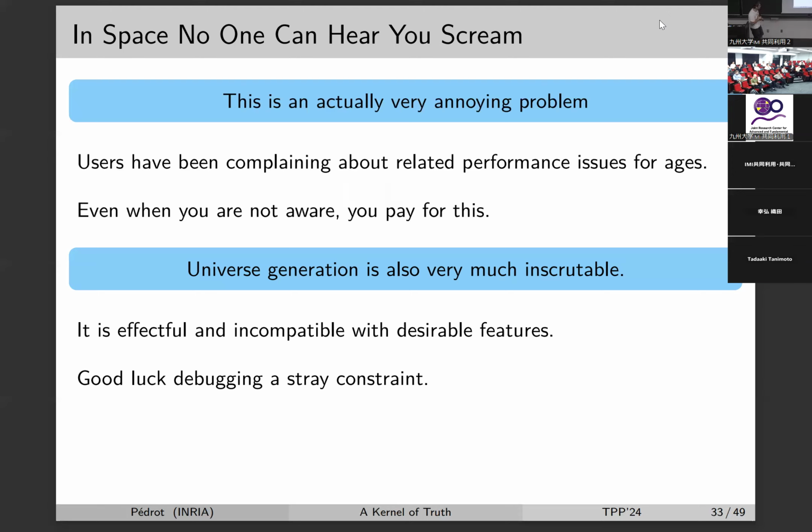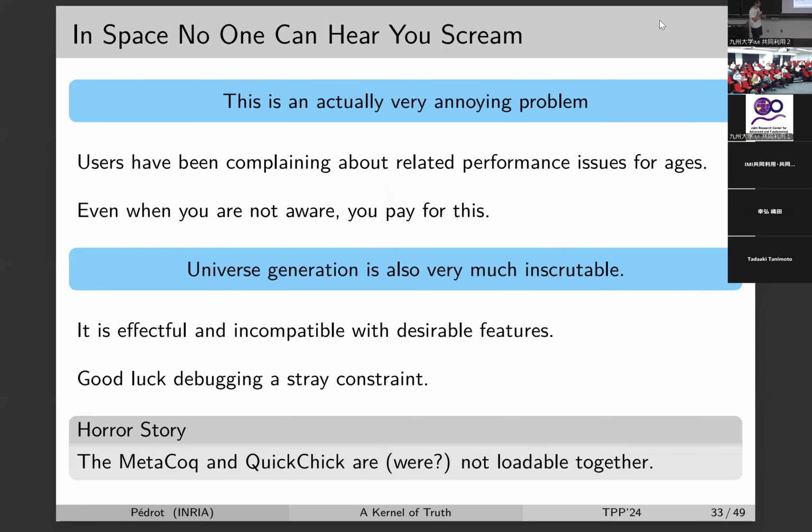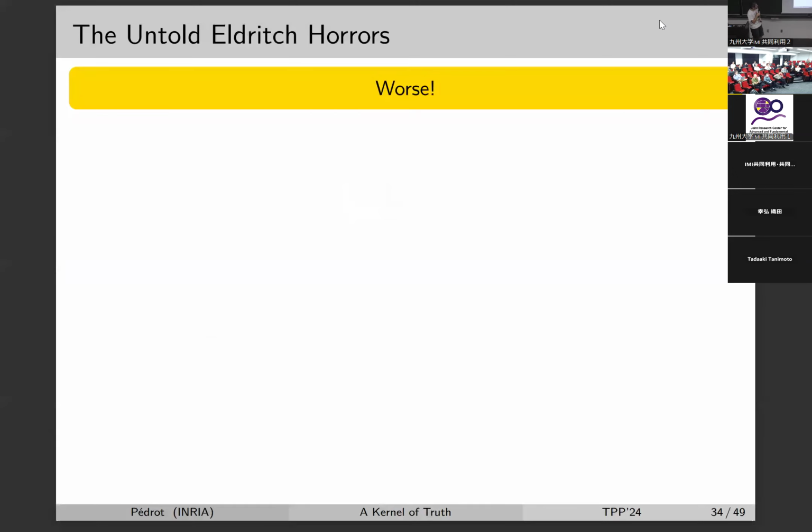So, okay, floating universes seem like a nice solution, it's easy to implement, but in practice, it's very annoying. There's a famous horror story that you could not load MetaCoq and QuickCheck together because there was a universe issue. I don't know whether it has been solved, but anyway. There is worse than that.